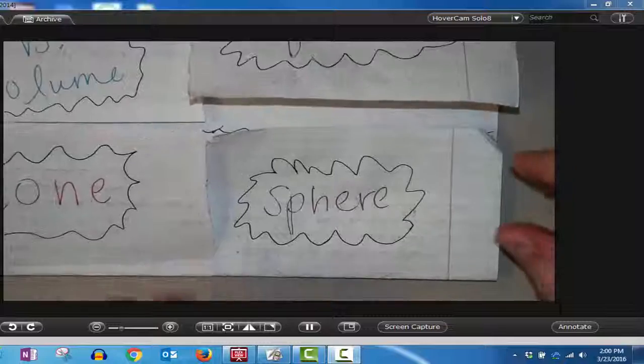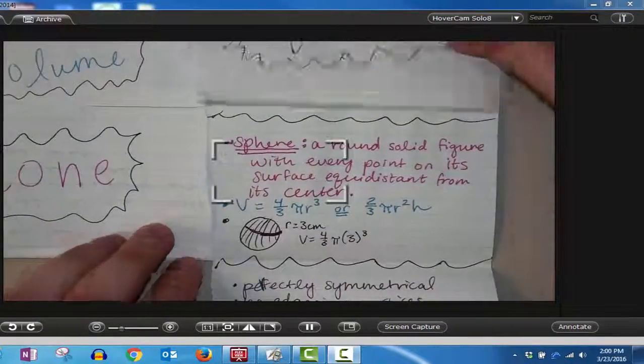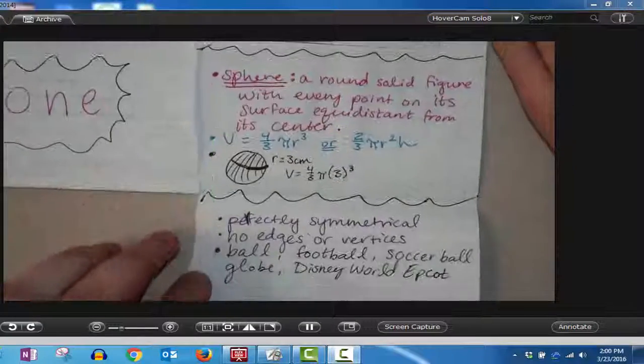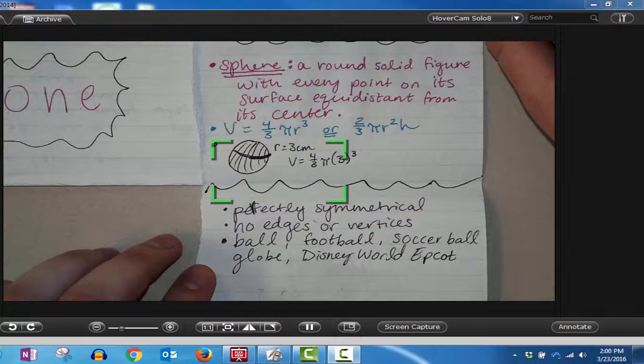All right, everyone, and our last one to go is the sphere. So I'm going to open this up. The definition of a sphere is a round solid figure with every point on its surface equidistant from its center. Now we might not be very familiar with the word equidistant. That's just a word that mathematicians shorten to be equal distance from its center. So any point on the edge of the sphere is going to be the same length away from the center.